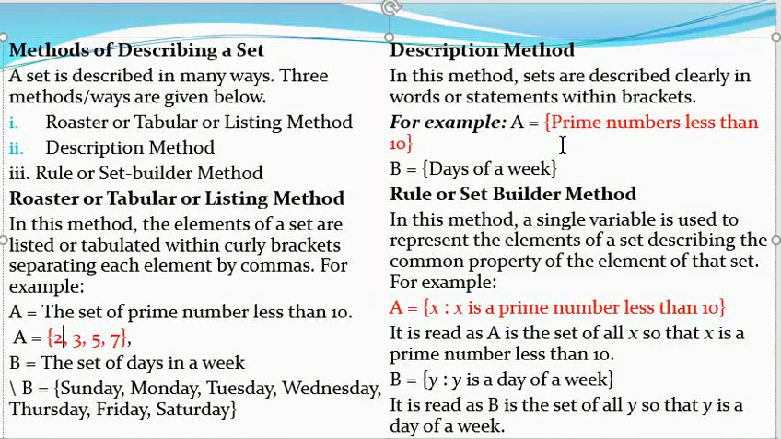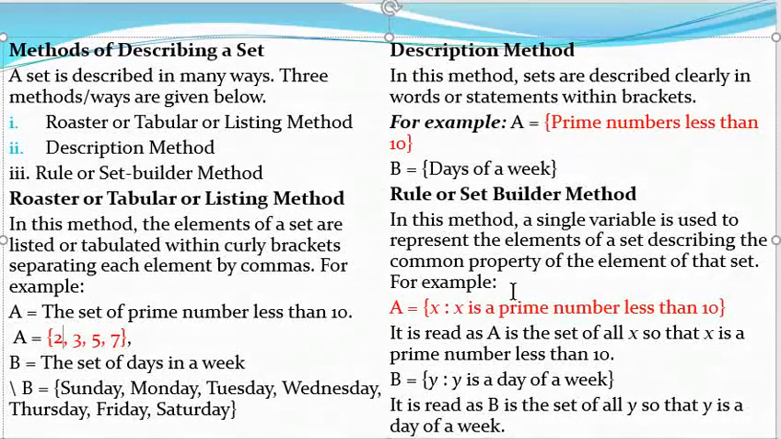We can define it another way also, by the description method. In the description method, we have to write in a curly bracket, and the question was the set of prime numbers less than 10, so here in the description method you will write A equals to {prime numbers less than 10}, like that.